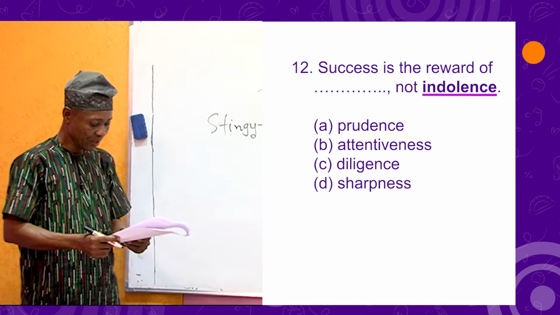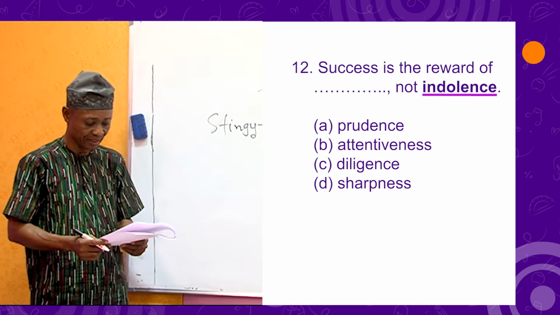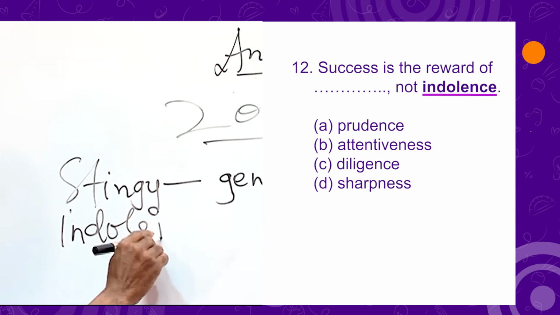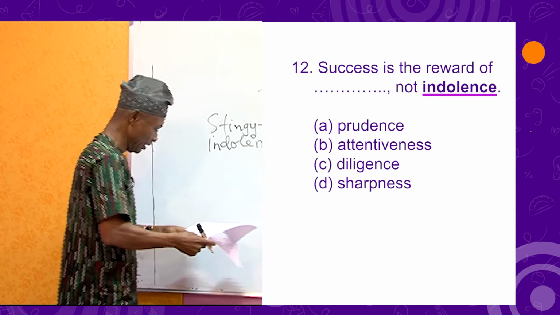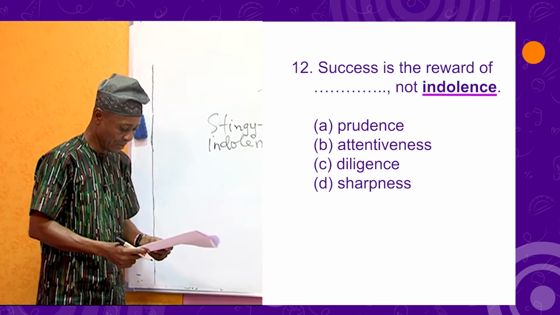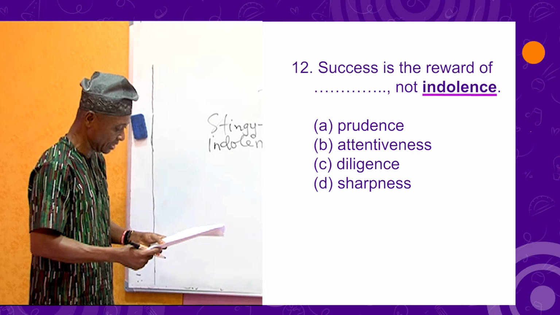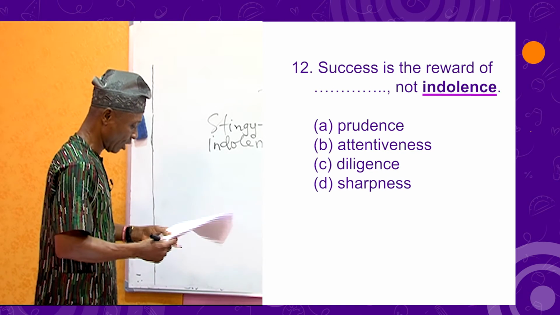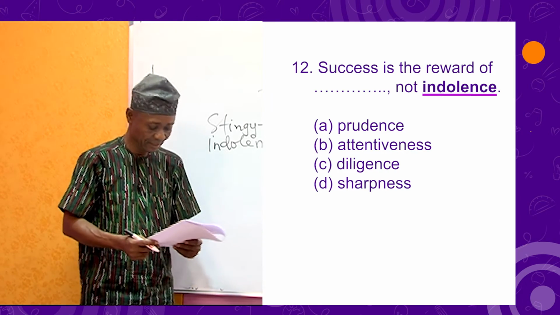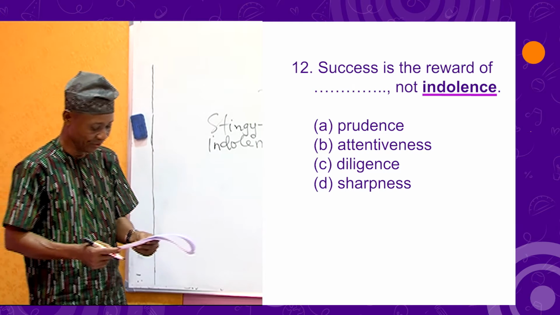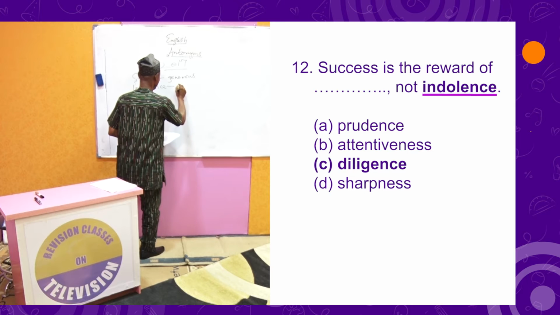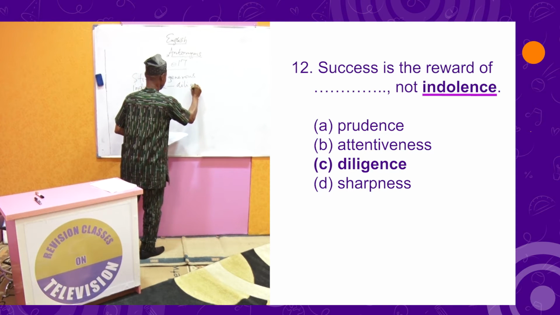Question number 2. Success is the reward of dash, not indolence. The word that is underlined in this sentence is indolence. And of course, for you to answer the question, you should be able to know the meaning of indolence, which is laziness. And we have the following options. A, prudence. B, attentiveness. C, diligence. D, sharpness. So the appropriate answer is option C, which is diligence.